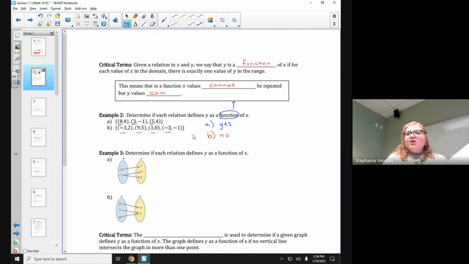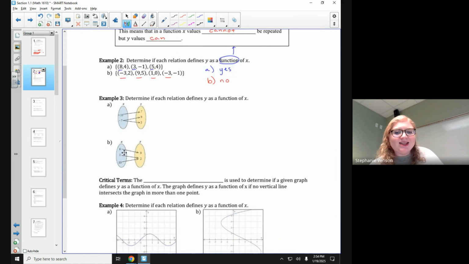Let's look at another way that this question can be presented. You can be given a relation that is a set of ordered pairs and asked whether or not that set is a function. But it can also be presented like this, almost as a chart. So you can see the directions are exactly the same for example 3. Determine if each relation defines y as a function of x.